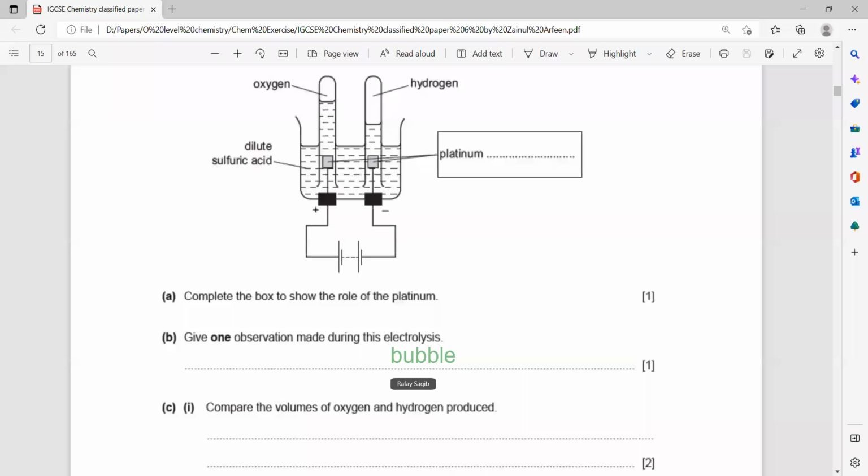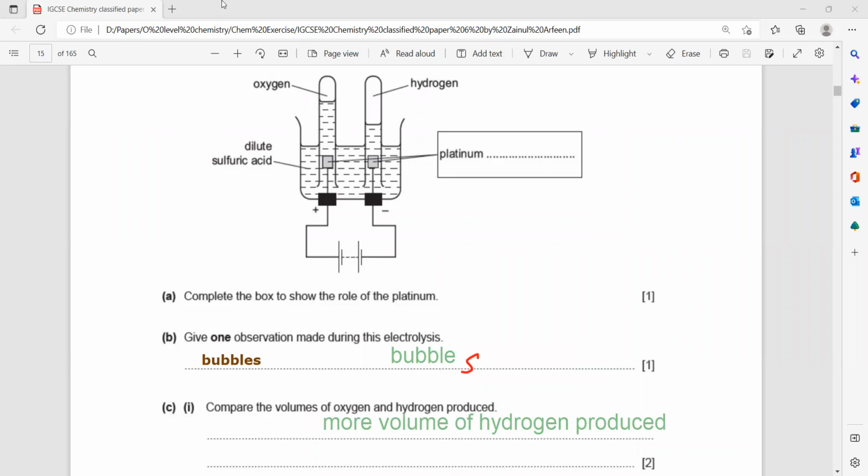So whenever a gas is given off, the most common observation is bubbles. That's the most common observation whenever a gas is given off. Next, we have to compare the volume of the two gases. It's a comparison. When you compare what it looks like, it shows that hydrogen is more than oxygen.